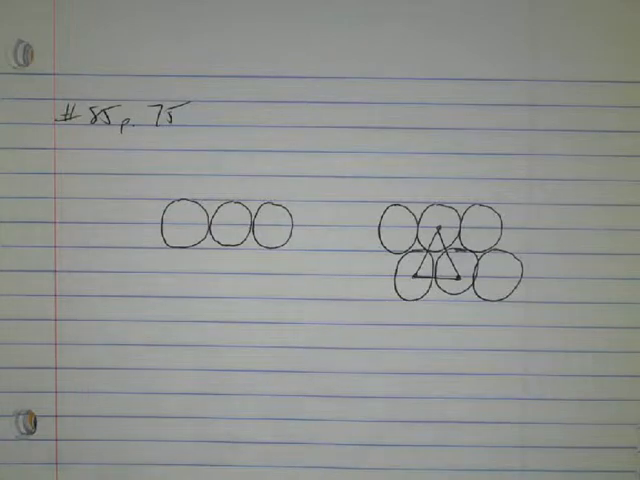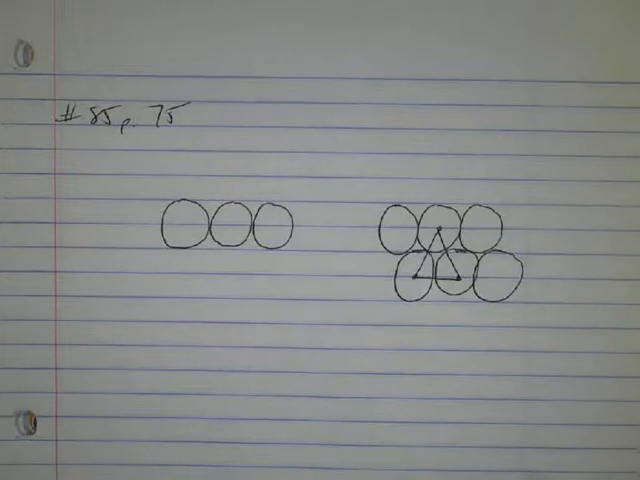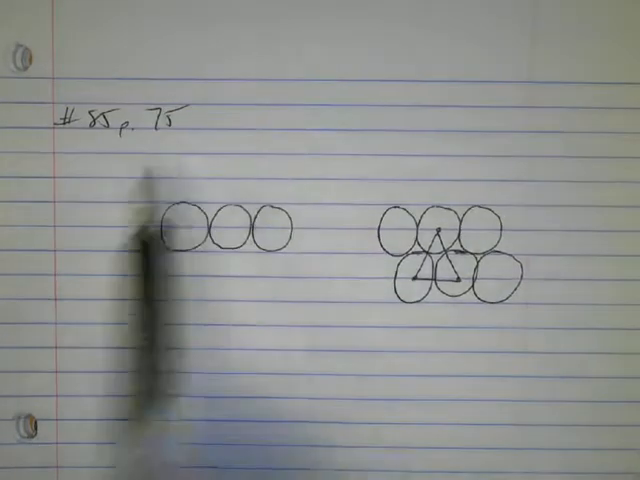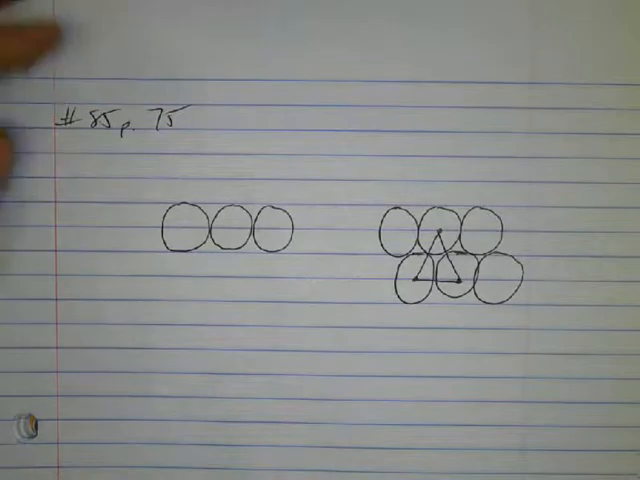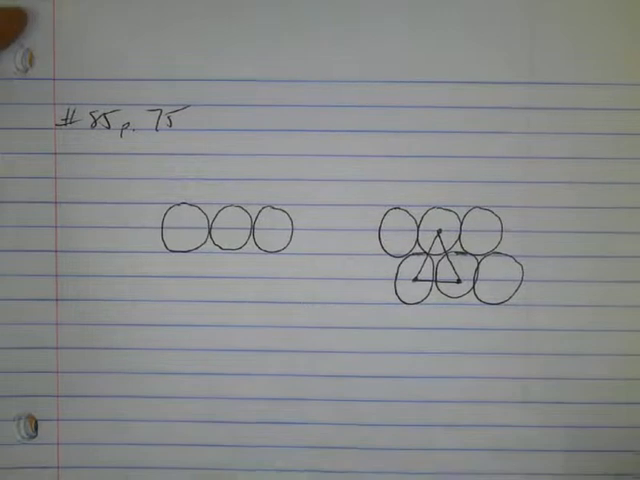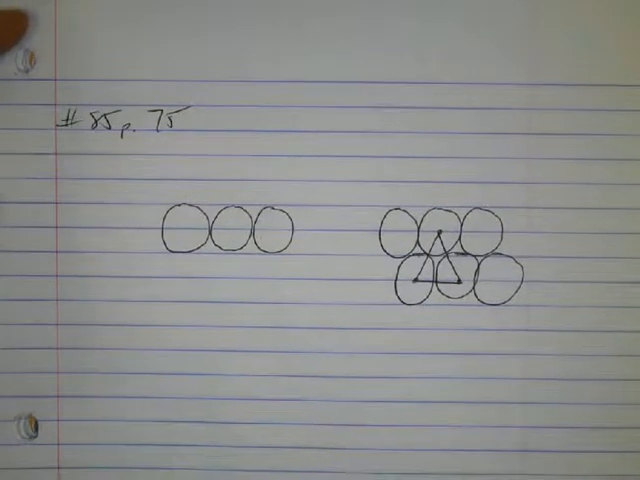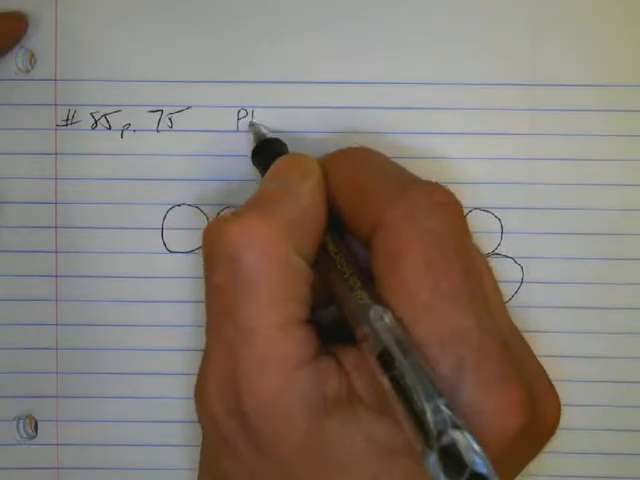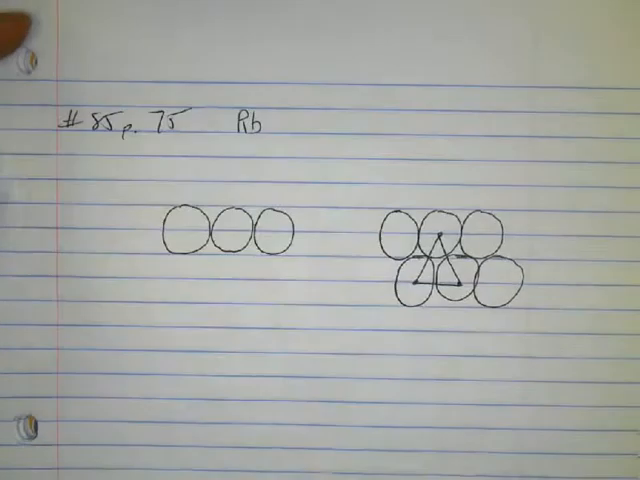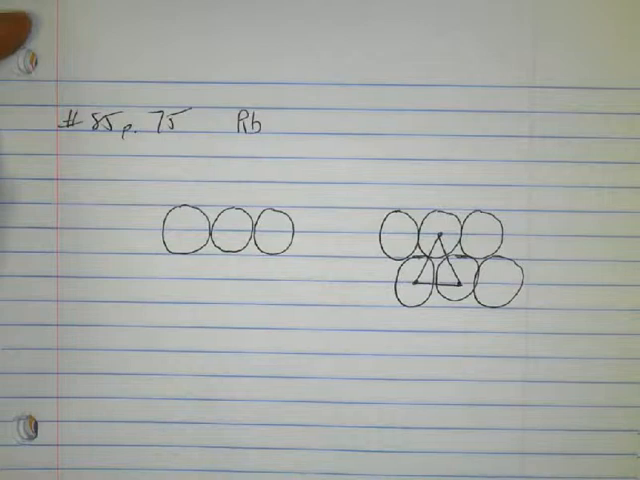Okay, here's my solution to number 85 on page 75 in Chapter 2 of the AP Chemistry text. The question concerns close packing in rubidium. It tells us that rubidium has an atomic diameter of 4.95 angstroms.